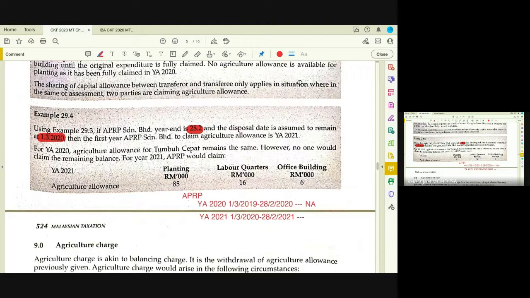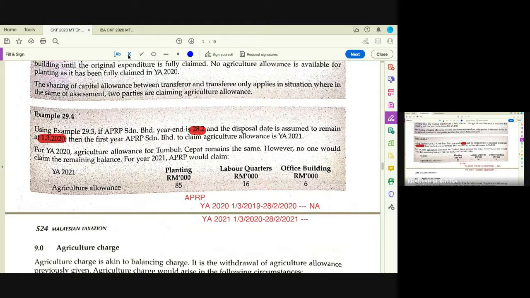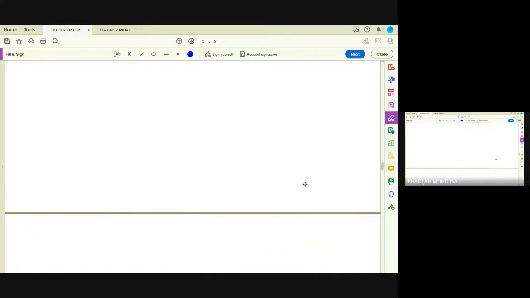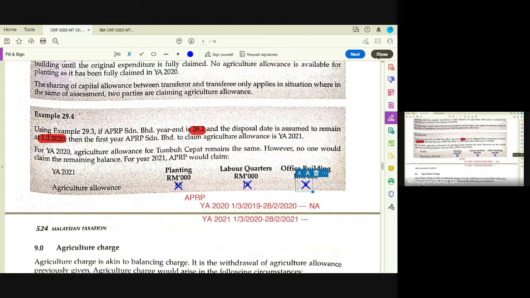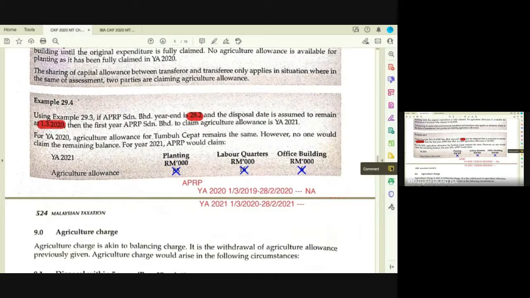APRP? What would be the allowance for APRP? This one is wrong. So my question is, what would be the allowance available for APRP for YA 2021?